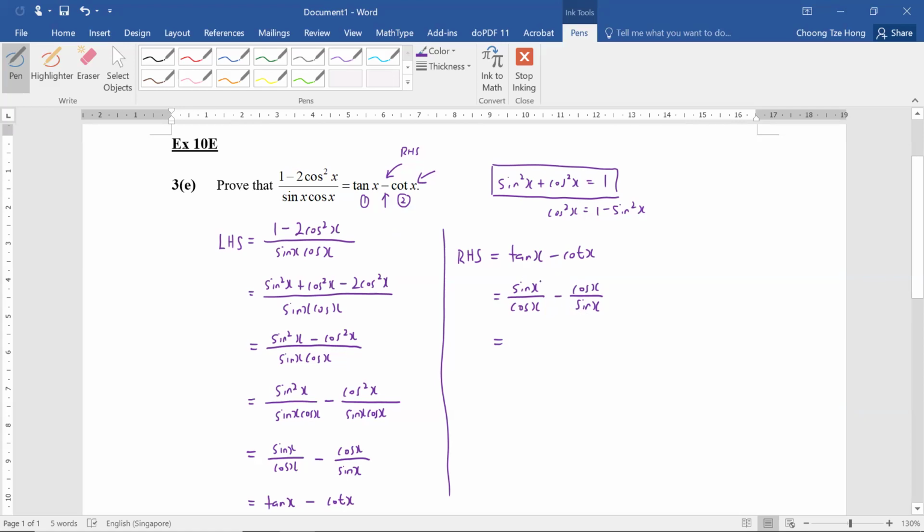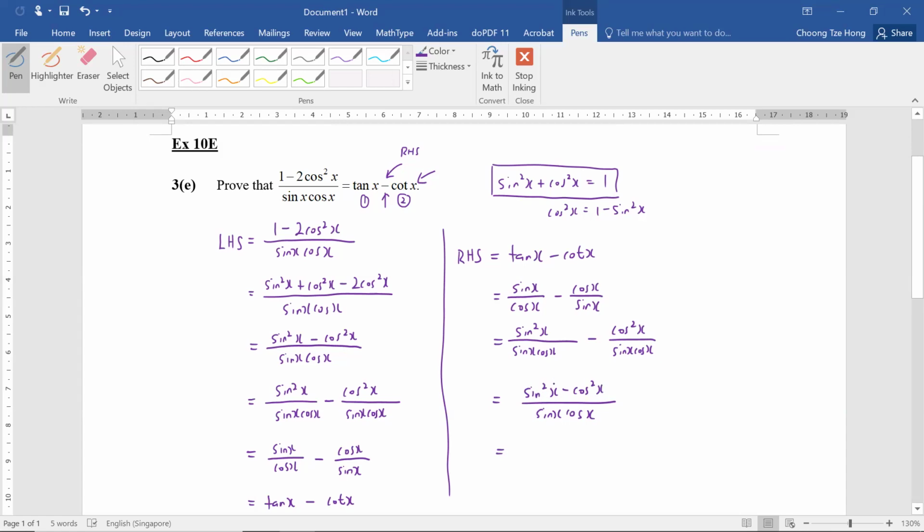So for the right side, all we need to do is just combine these fractions together, and we can do that easily by making a common denominator. If we make the denominator sine x cosine x, then over here we will have sine square x over sine x cosine x, minus cosine square x over sine x cosine x. Then if we combine them together, we will get this. Okay, so we are almost there already.